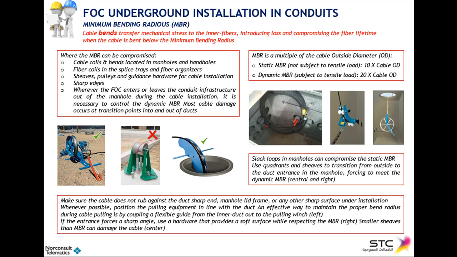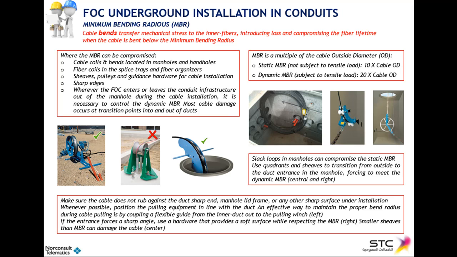We are going to talk about the minimum bending radius. The minimum bending radius is the radius the cable can be bent. You cannot exceed that radius because the mechanical stress that you will be causing to the fibers will produce permanent damage to them. So the minimum bending radius is the smallest radius you can bend the cable.